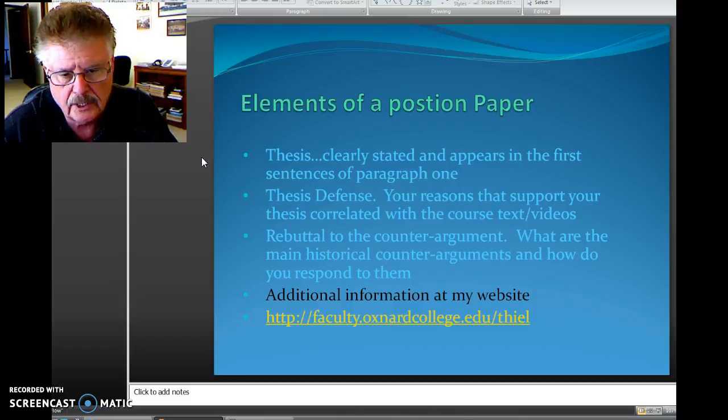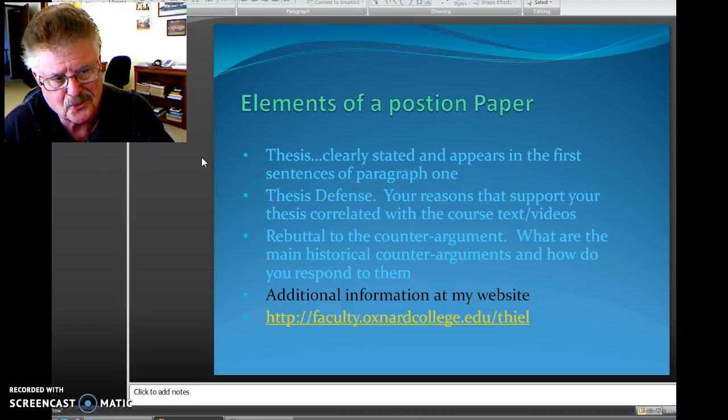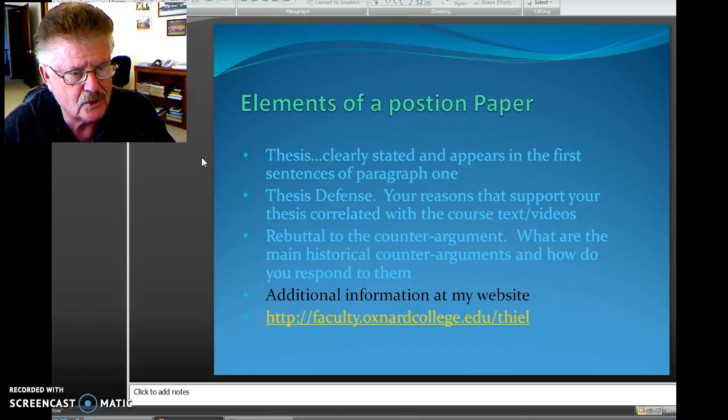And what you're looking at here is the elements of a position paper that I look for. If there's a parallel to something that you have experienced in the past, it might be something in English composition they call a persuasion paper. In other words, it's a paper where you're trying to express a point of view, which we call a thesis, and in that paper outline a thesis defense. Now, it's an I paper. It's not a research paper.